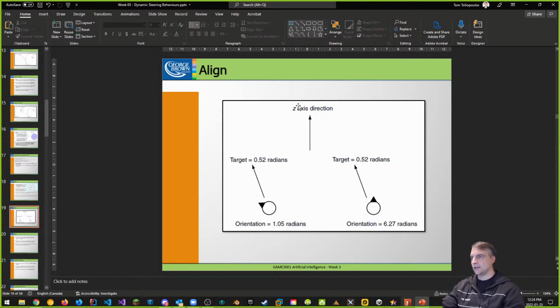So if this is the z-axis direction, or in this case for us, if we were looking from the top down, it might be the y-axis. The target is at 0.52 radians. Our current orientation is 1.05 radians. Then if we want to go this way, we need to rotate 6.27 radians, which is a wraparound. So that's a weird way of thinking about it, and that can be a problem.